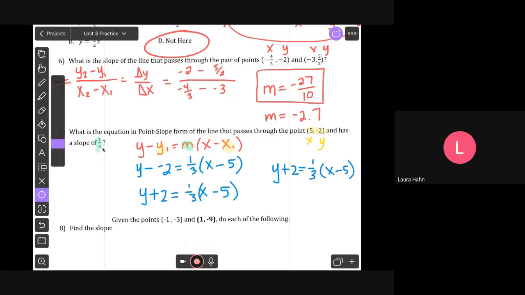So instead of actually writing it out like this, minus a negative and then changing it to a positive, I just think about it as the opposite of my y value, the opposite of my x value. So whatever these signs are, when you write the equation, they're going to be opposites.